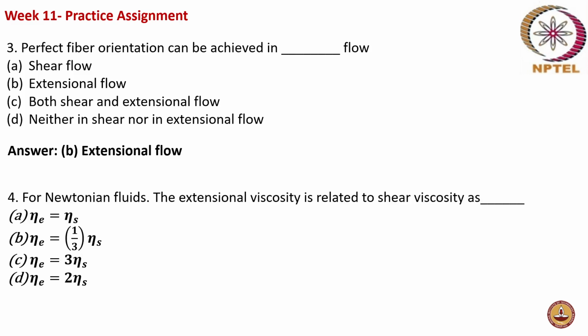Next, for Newtonian fluids, the extensional viscosity is related to shear viscosity as, is it related as extensional viscosity is equal to shear viscosity, or extensional viscosity is one third of shear viscosity, or extensional viscosity is three times the shear viscosity, or extensional viscosity is equal to two times the shear viscosity? Answer is the extensional viscosity is 3 times the shear viscosity for Newtonian fluids. This is for Newtonian fluids alone.